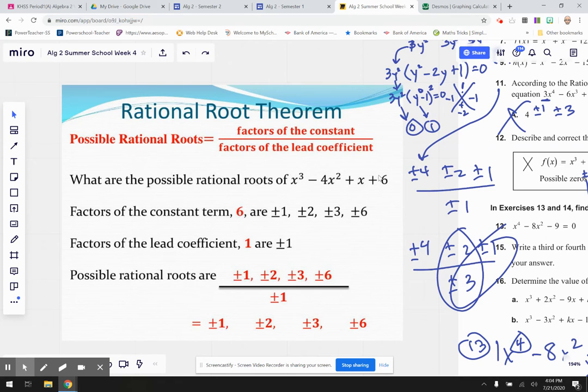So what are the factors of 6? That goes on top. 1 times 6 and 2 times 3. Those are all factors of 6, and they could all be plus or minuses. Factors of the first number, which in this case is a 1, would just be plus 1 and minus 1.